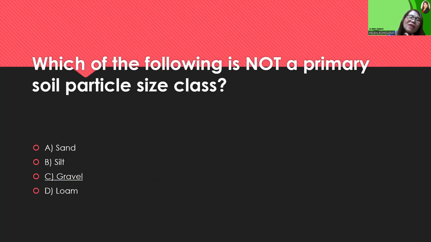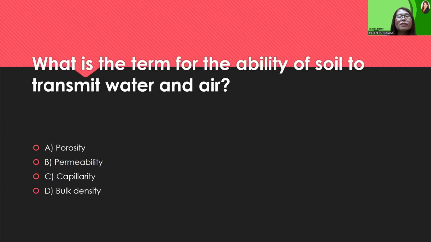Okay. So the right answer is gravel. What is the term for the ability of soil to transmit water and air? Is it A, porosity, B, permeability, C, capillarity, or D, bulk density? Okay, type your answer now. Okay, thank you so much. The right answer is permeability.